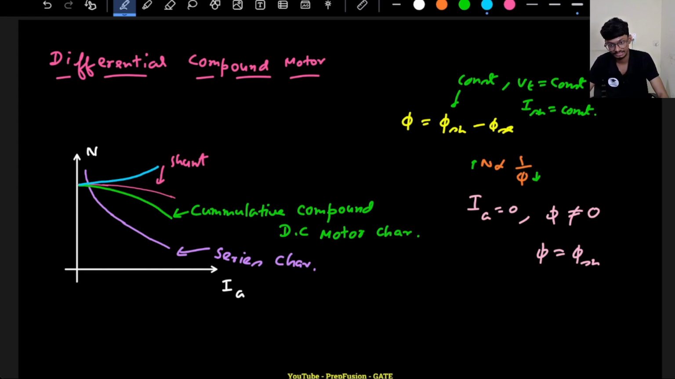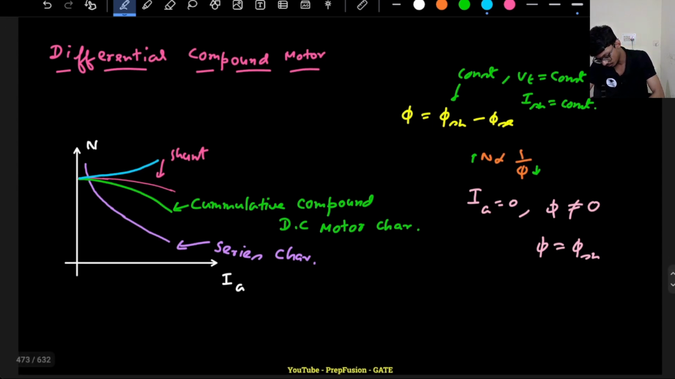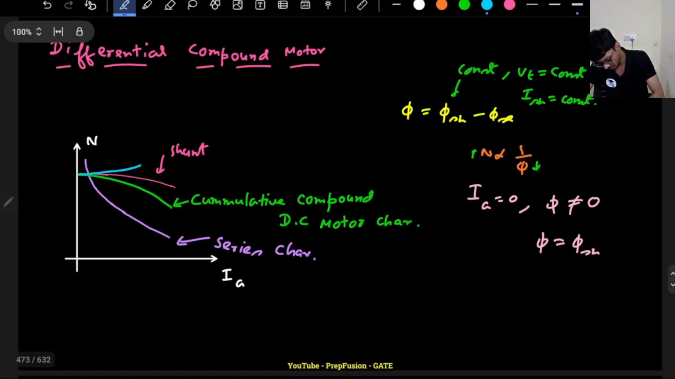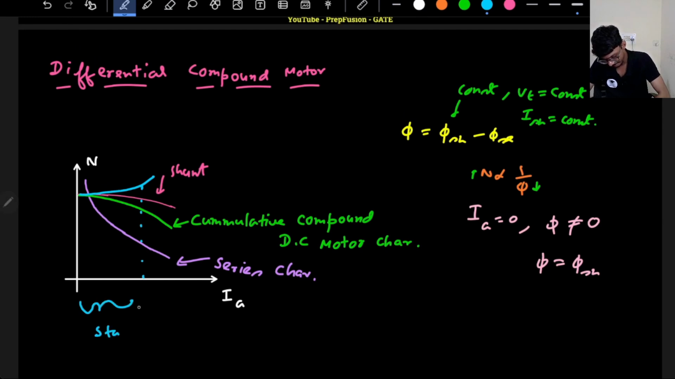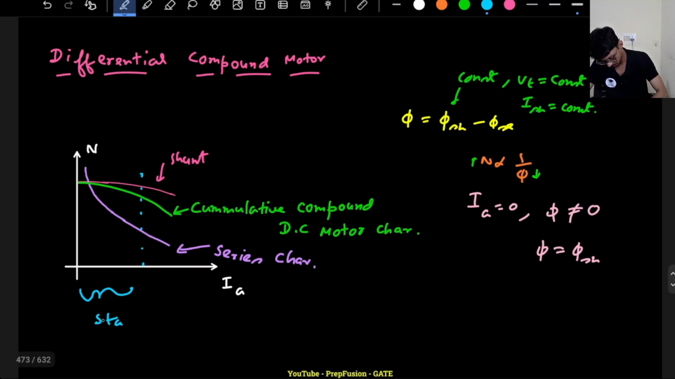This is the differential speed current characteristic, and after this point we reach the unstable region. This region is known as the stable region, where the machine can operate. To be honest, the graph is like a cup. I will discuss that.